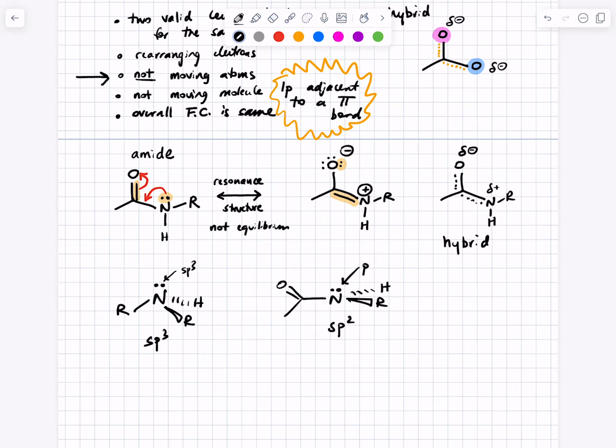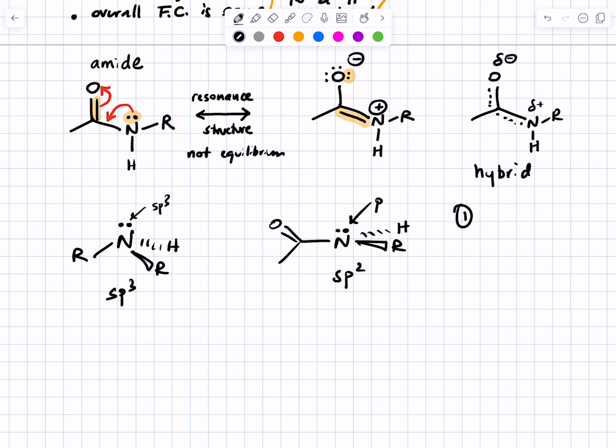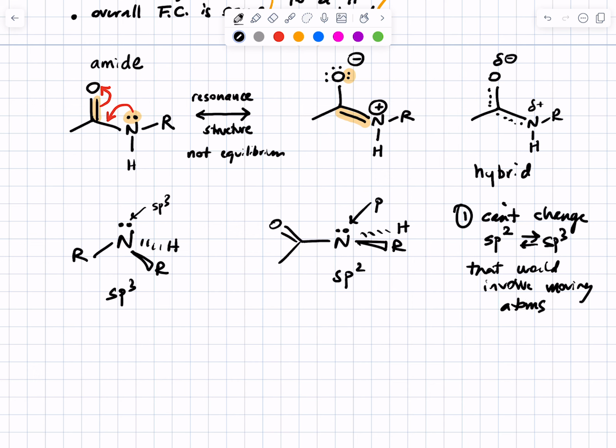Okay? So that's important point 1 for understanding why the nitrogen's sp2 hybridized. In resonance structures, you can't change from sp2 back and forth to sp3. It has to be one or the other. Doing so would involve moving atoms, and that's a big no-no. Okay? The second thing is that resonance delocalization is stabilizing.